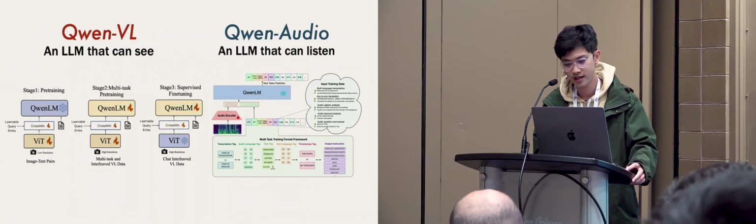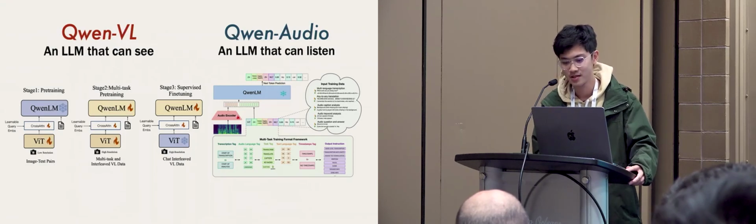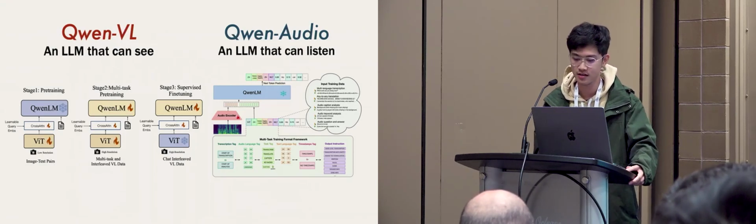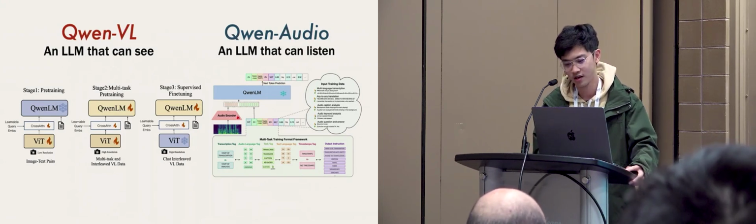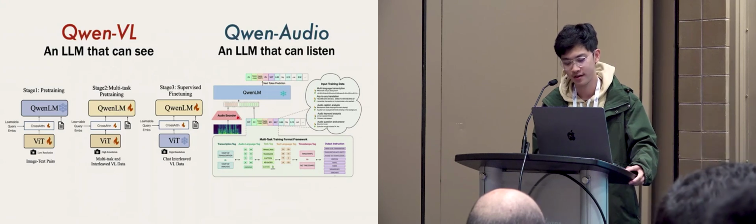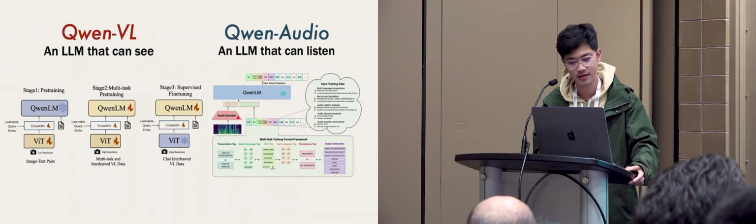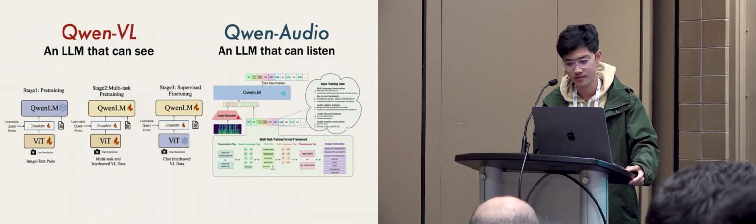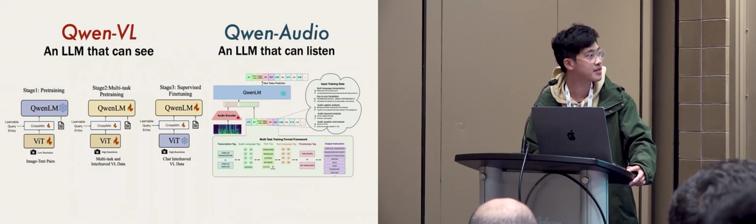And Qwen-Audio can accept diverse audio on the right side, like human speech, natural sound, music, and song, along with text as inputs and output text. It adopts a multitask learning framework for all types of audio, which helps it achieve impressive performance across diverse benchmark tasks without requiring any task-specific fine-tuning.